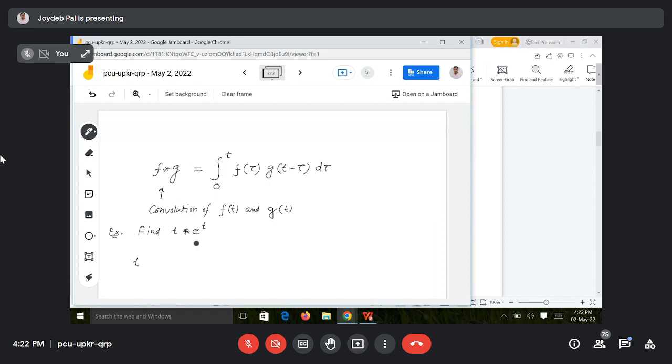According to the definition, t star e to the power t, what will I write? The integral 0 to t. Now f(t) is t, so f(tau) is simply tau. In a rough space, you can write f(t) and g(t) first: f(t) is equal to t and g(t) is equal to e to the power t. In the integrand, I have to write f(tau) g(t minus tau). f(tau) is tau, and g(t minus tau): replace t by t minus tau, you will get e to the power t minus tau, d tau. Any doubt?